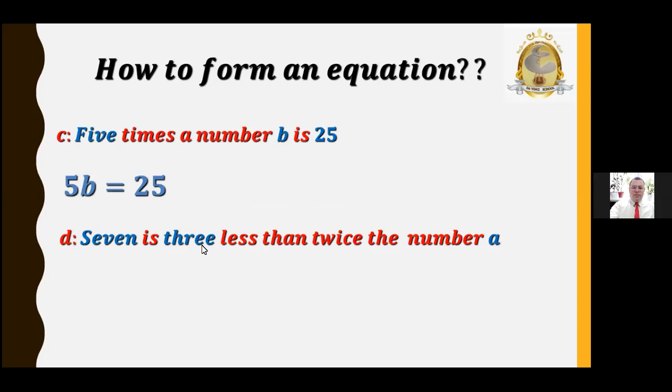Here he said 3 less than. Then we cannot write 3 minus, because 3 less than means 3 is the smaller part. Twice a is 2a. Then we will write 2a minus 3, not 3 minus 2a. Be careful. We will write 2a minus 3, because 3 is less than twice a. Then we write 2a minus 3 equals 7.